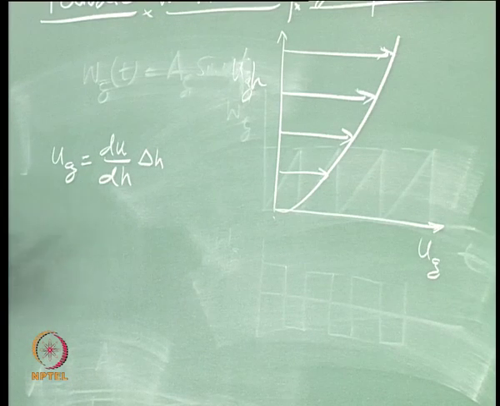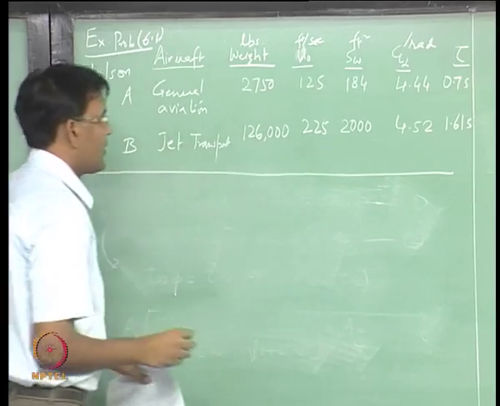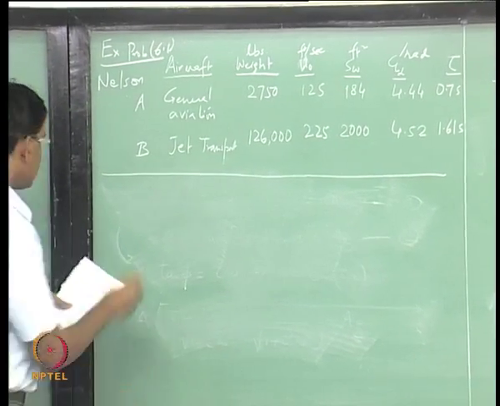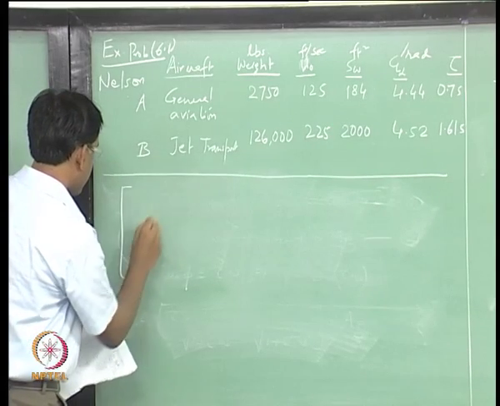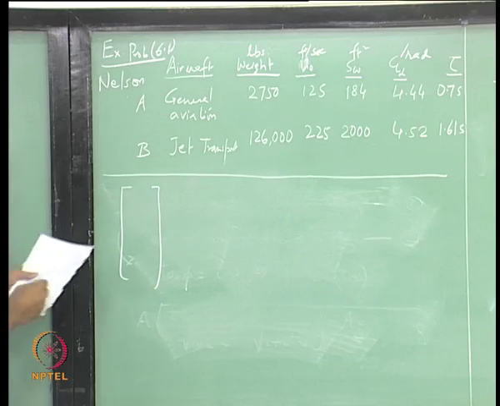Now how do you include this part in the aircraft equations of motion if you want to see the effect of this on the aircraft behavior? So let us write down the equations of perturbed motions in the longitudinal case.